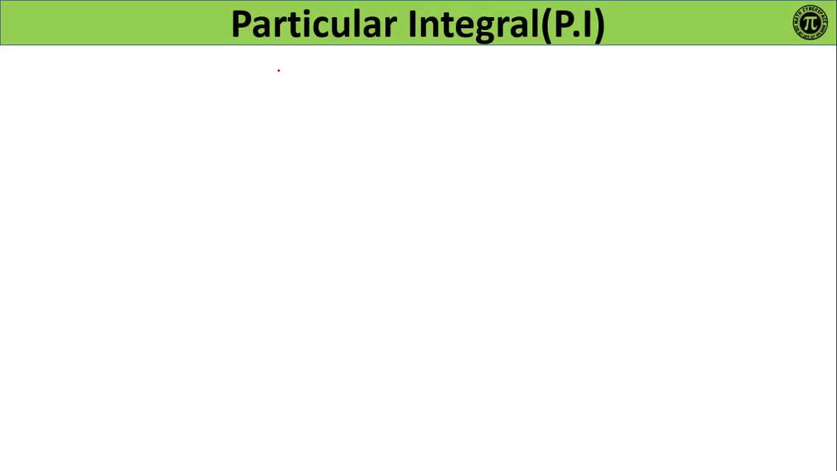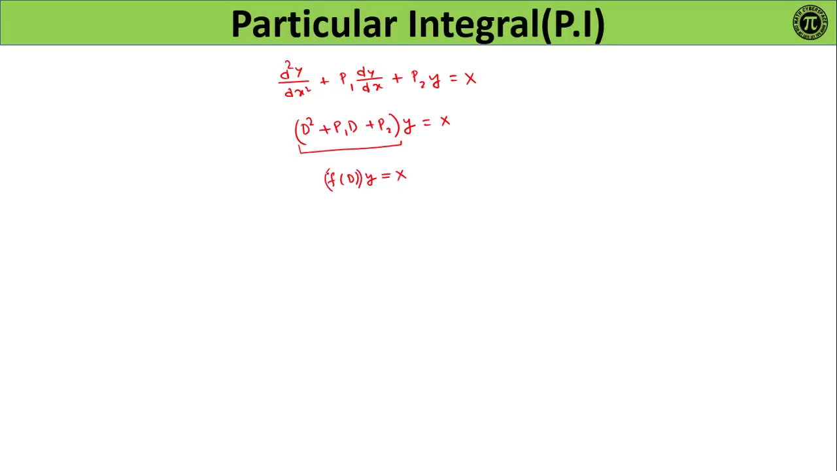Suppose we have a differential equation d2y/dx2 plus p1 dy/dx plus p2y equals, let's say, capital X. Actually this differential equation we can write in this form: (D2 plus p1D plus p2) y equals capital X. So this D2 plus p1D plus p2 is nothing but a function of D. So f of D y equals capital X. This is the general form of any second order ordinary differential equation.